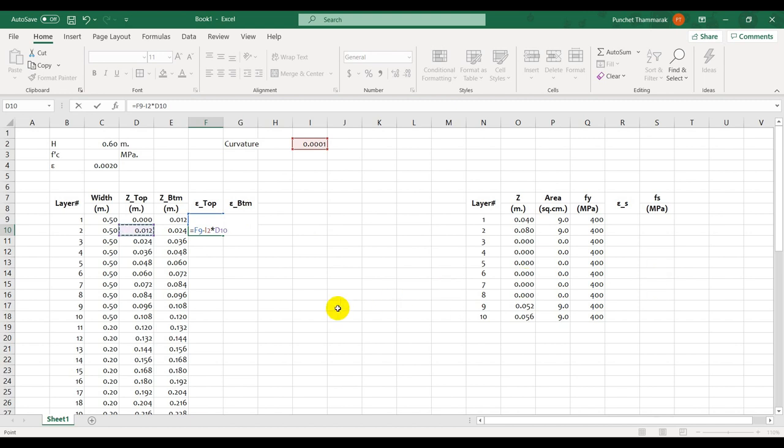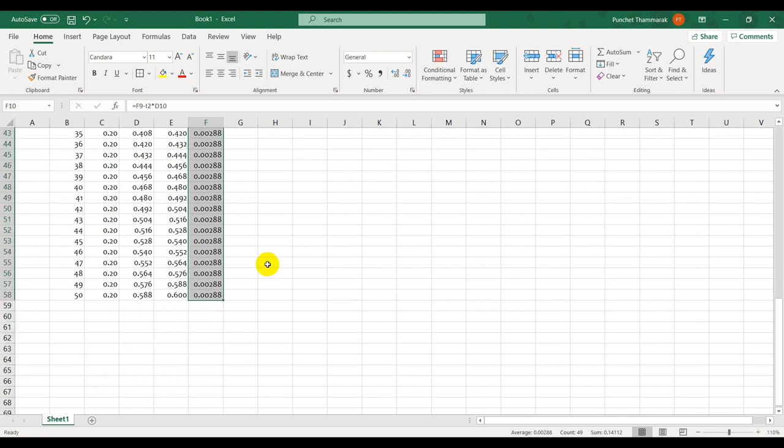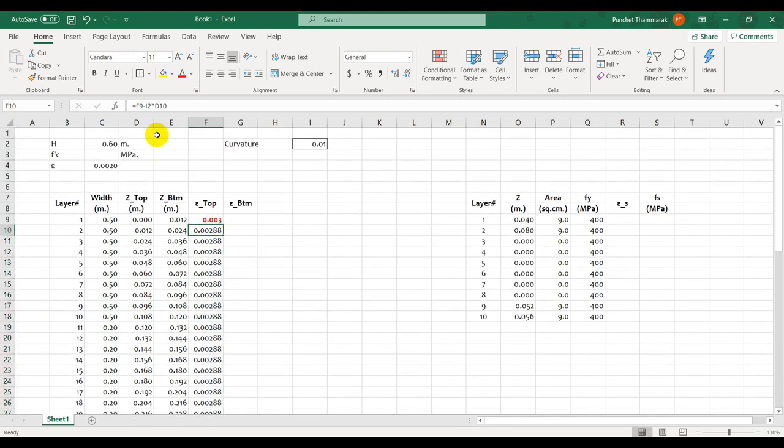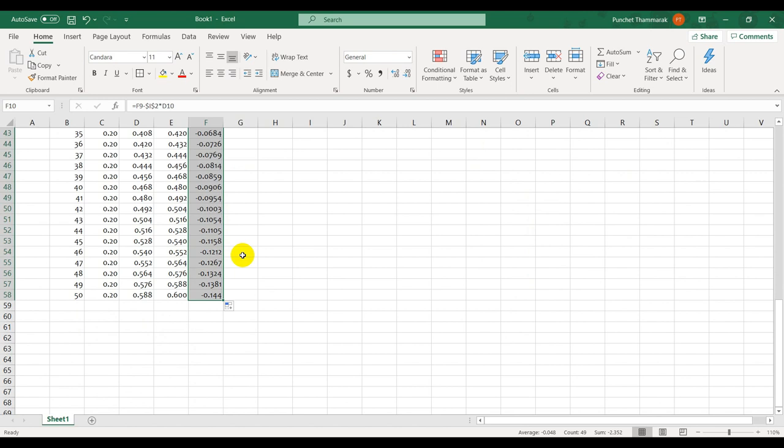Okay, wait, it's not done yet. So this curvature, distance from the top, so it is in the length, yeah, curvature is 1 over length scale. You multiply by the Z, which is in the length scale, you end up with the strain, right? So 0.01. Oh, sorry, I didn't lock the formula. Yeah, okay, now you can see.